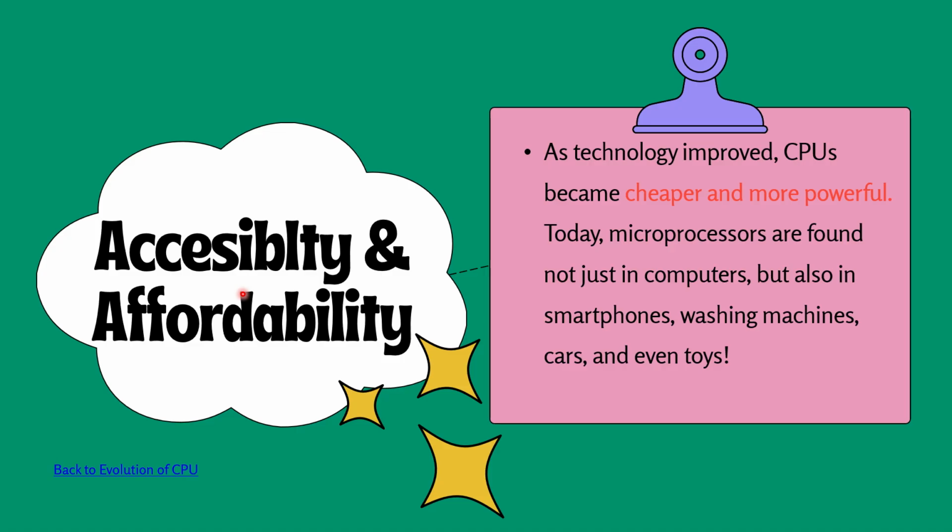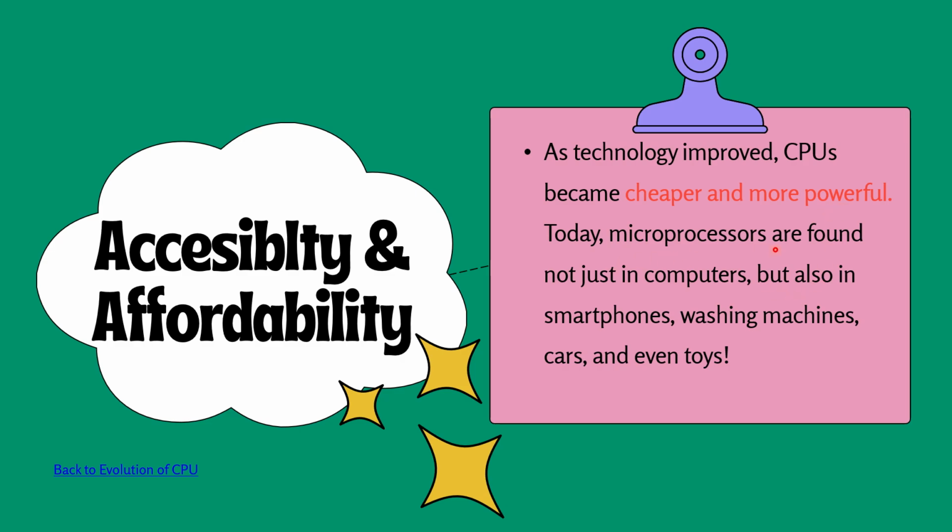And next is accessibility and affordability. Nowadays the processors have become much cheaper and more powerful. Because the size of the CPU is reduced and it is implemented in a small chip, it consumes less power. So all the components needed to build a big machine are not necessary now. So it has become very cheap, but it is more powerful.